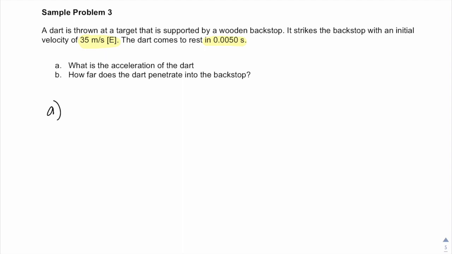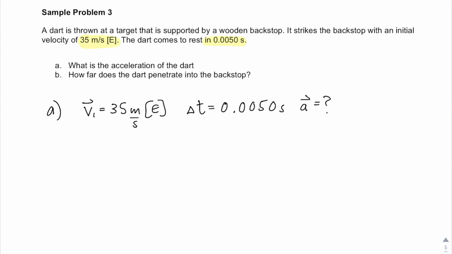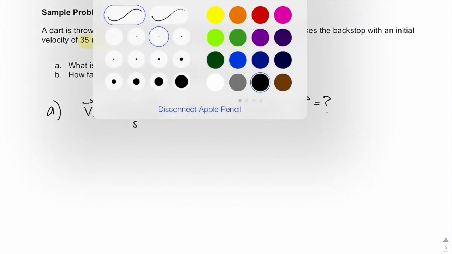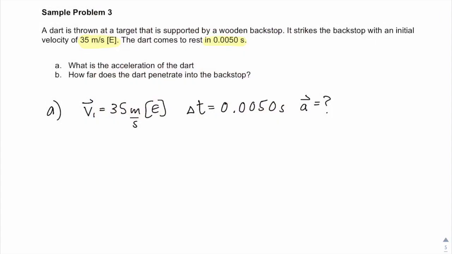Let's start by writing down what's given. They tell us the initial velocity. They state this explicitly, 35 meters per second east. They tell you the amount of time is 0.0050 seconds, and they want us to find the acceleration. There's another piece of information that is implied. Again, this is a bit of a trick. I'm not sure if this is the first time we've seen it. Definitely won't be the last.